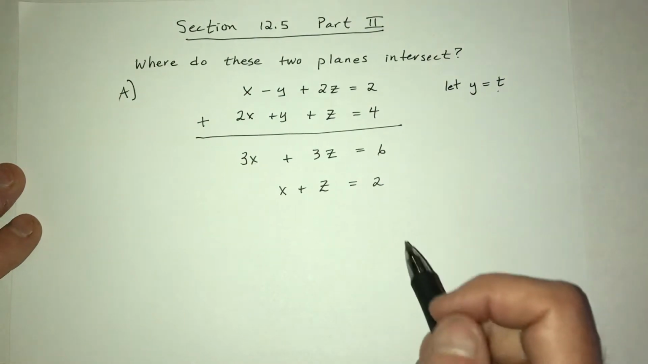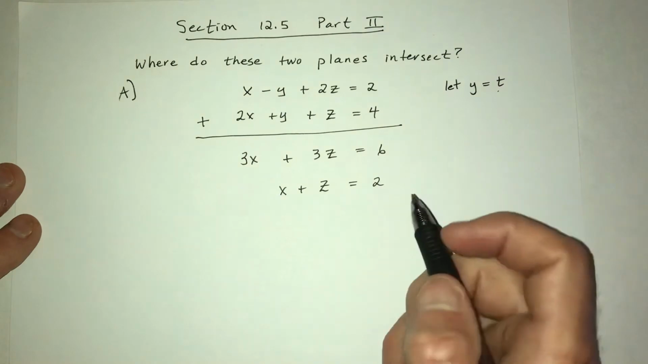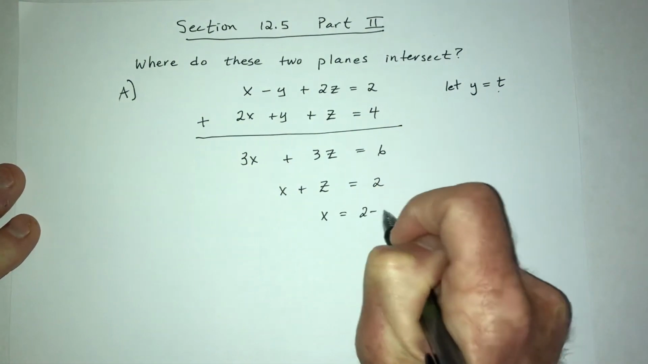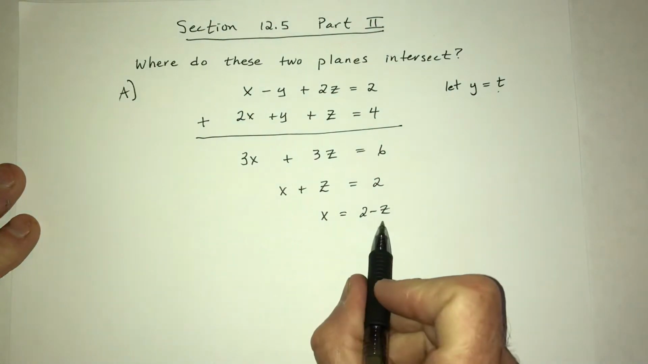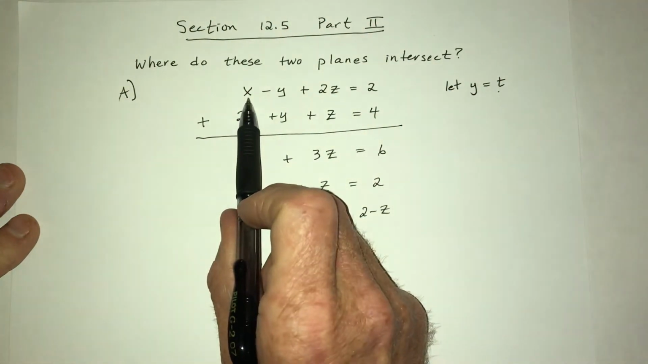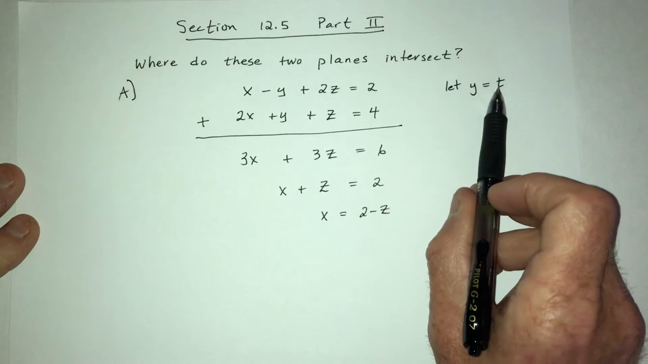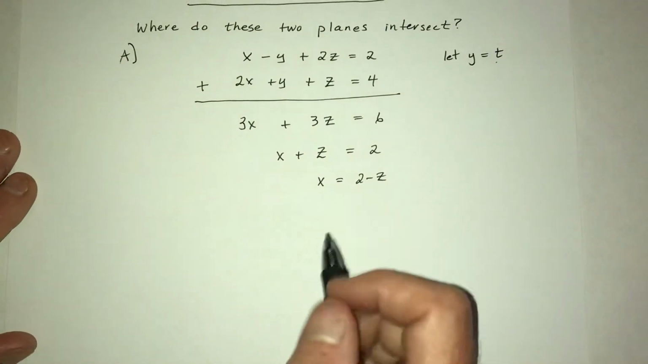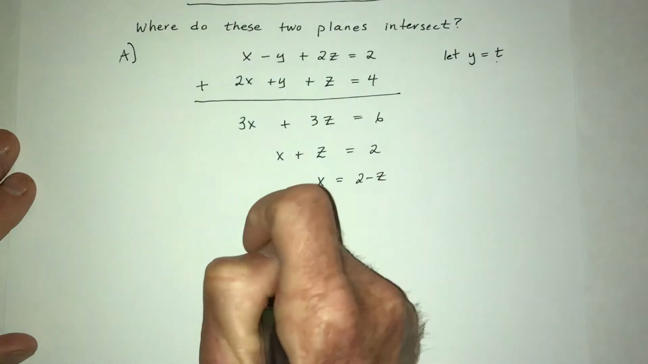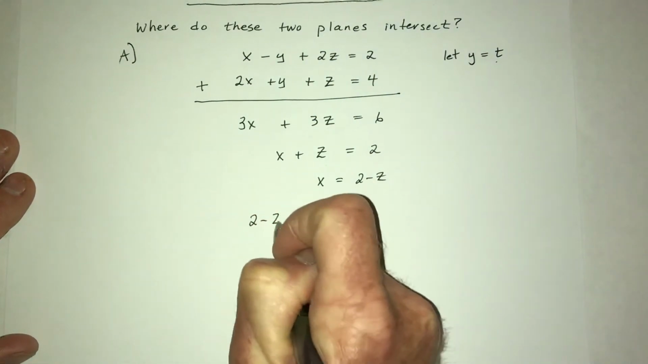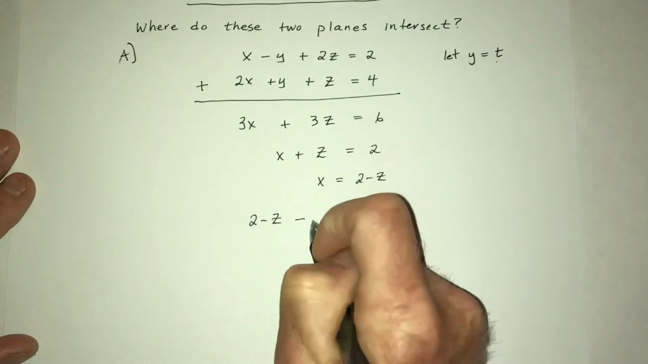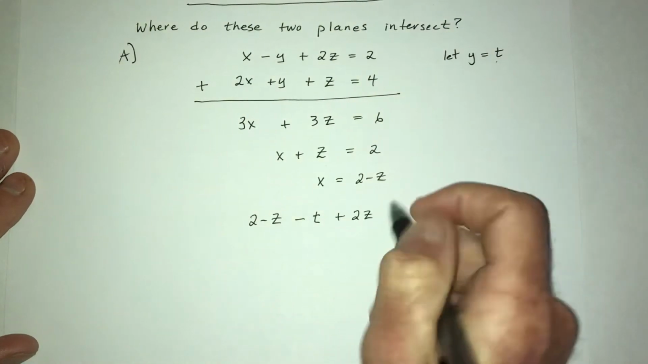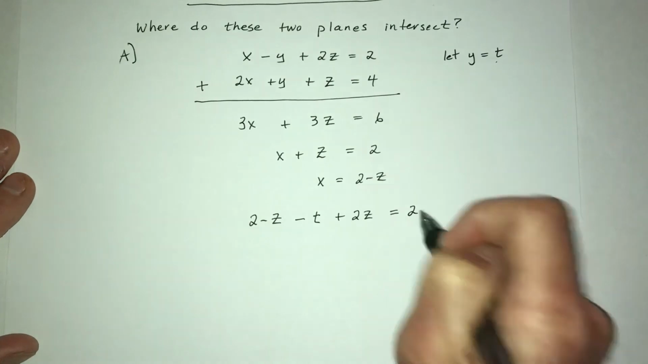Okay, so now take this, which I still need to solve for x, and substitute it into the top equation. Also substitute in that y is equal to t. So then the top equation would become, replace the x with 2 minus z, then replace the y with t. The rest of it would say plus 2z equals 2.